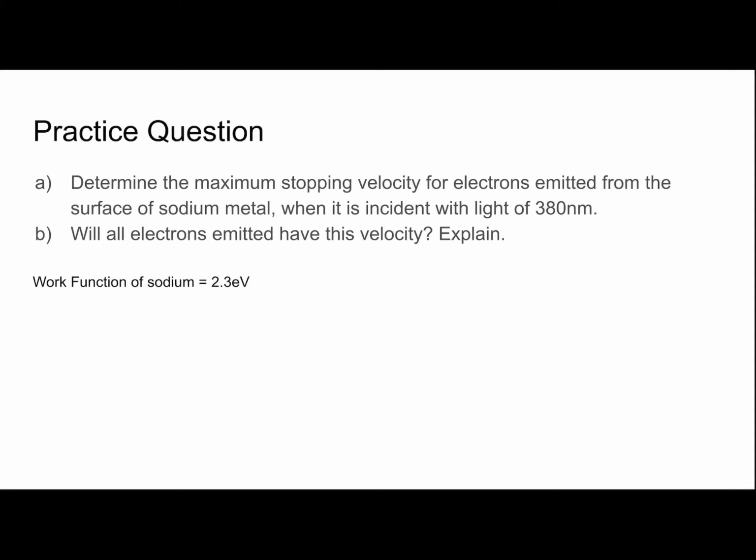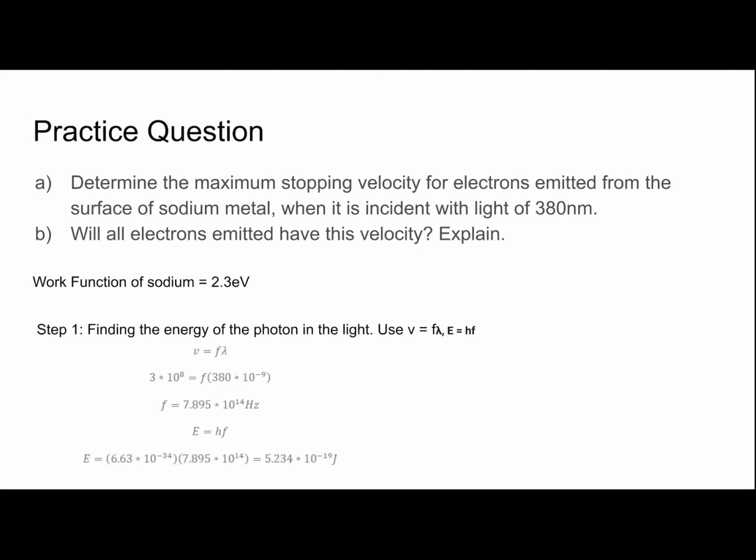Right, so for this question, we need to first determine the amount of energy that each photon in the light has. Because we're given the wavelength of the light, we need to use v equals f lambda to determine the frequency, and E equals hf to determine the energy of each photon. So we have v equals f lambda, and we can find our frequency, which is equal to 7.895 times 10 to the power 14 hertz. We know that the energy of a photon is equal to Planck's constant times the frequency of the light, and therefore we will get that the energy of the photon is equal to 5.234 times 10 to the power of negative 19 joules.